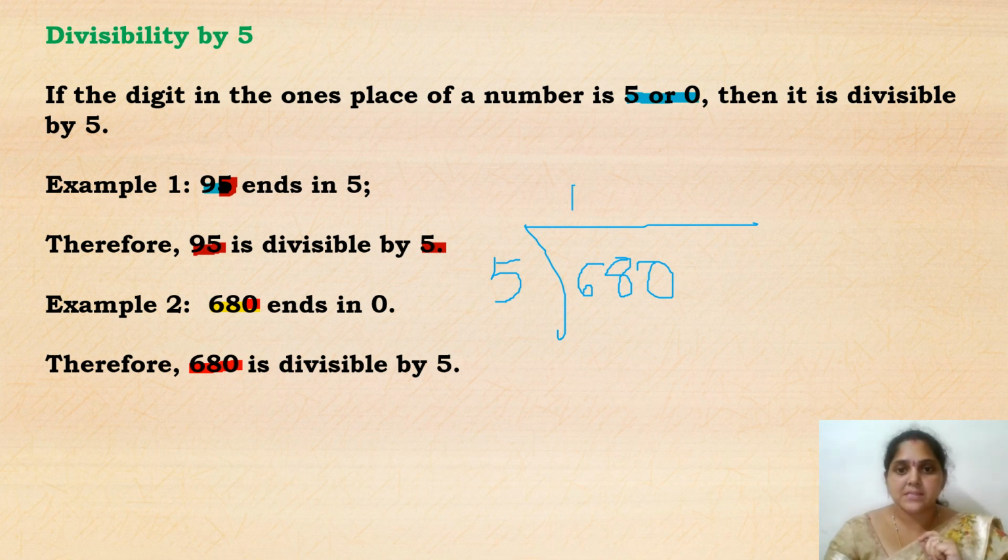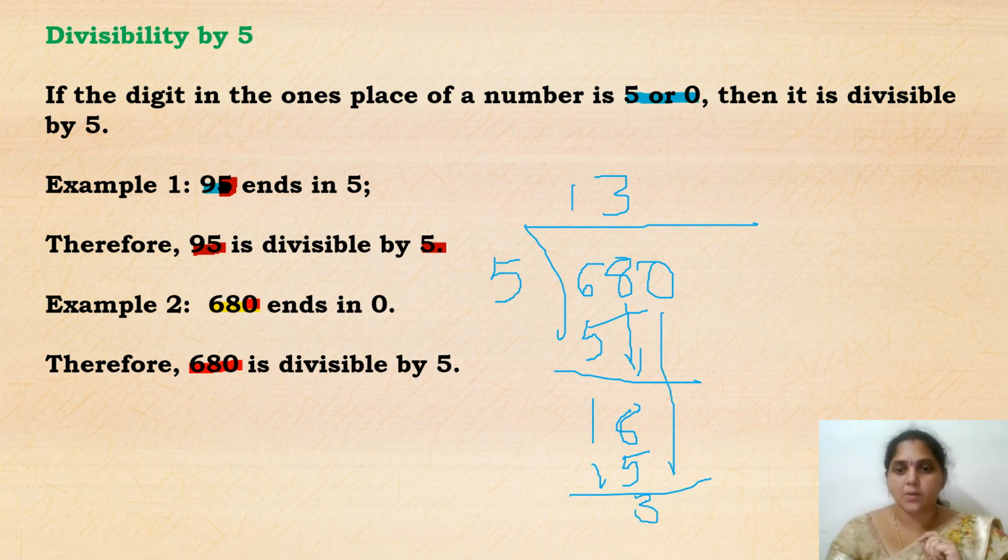So 5 ones are 5. My remainder here is 1. I am following with 8. So 5 threes are 15. Here my remainder is again 3. Now I am following with a 0.